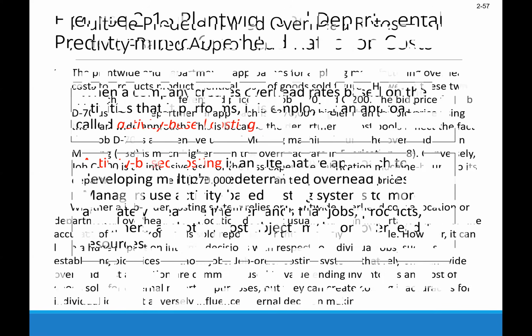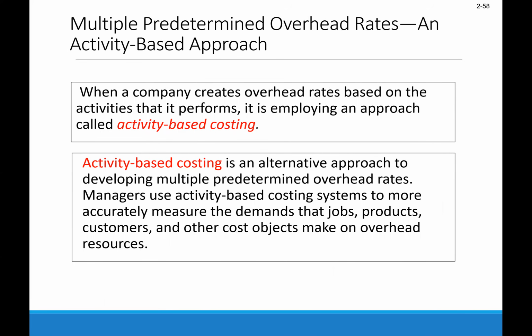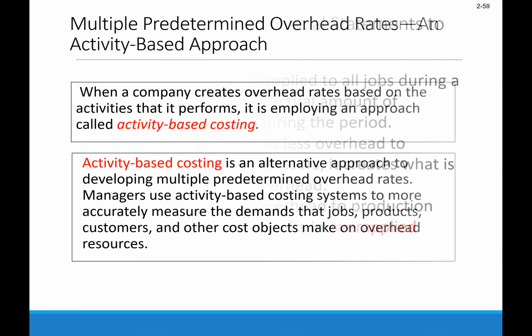Okay, does that make sense, guys? When a company creates overhead rates based on activities it performs, then they're using activity-based costing, which we're going to talk about down the road. It's another approach of developing these predetermined overhead rates we'll talk about in another chapter.